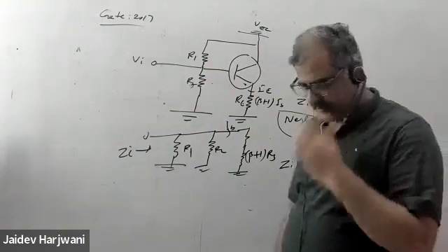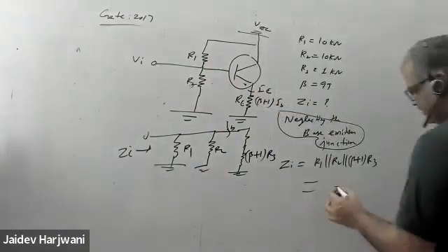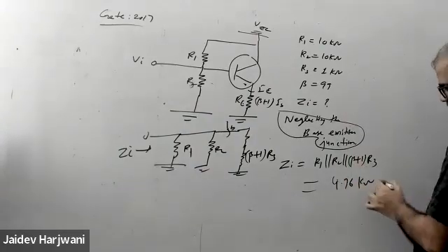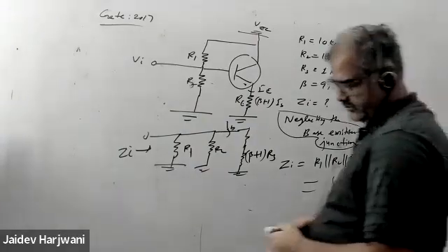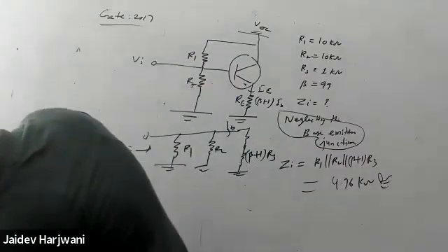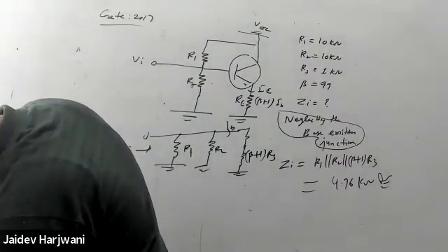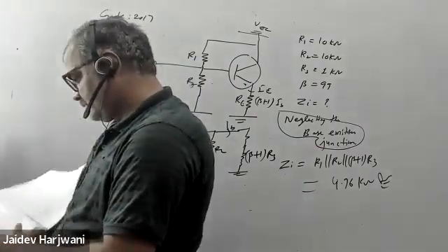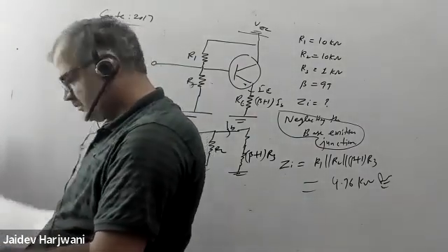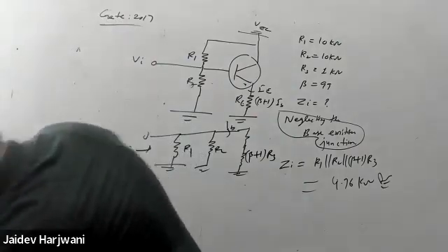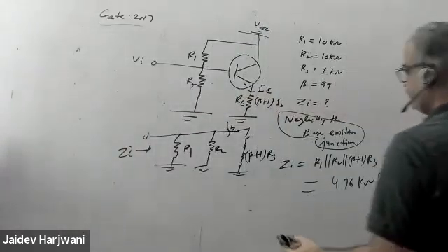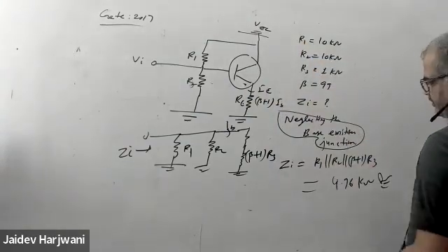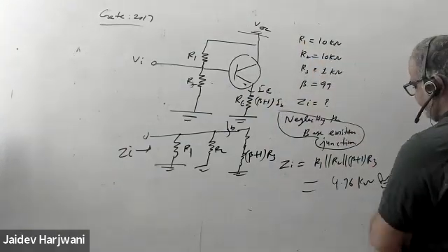Sir, 4.76 kilo ohm is the answer. So the values are given, you can calculate what is your ZI.